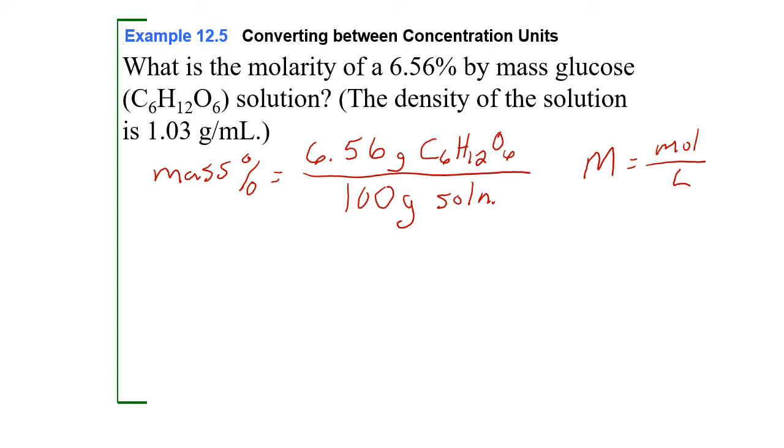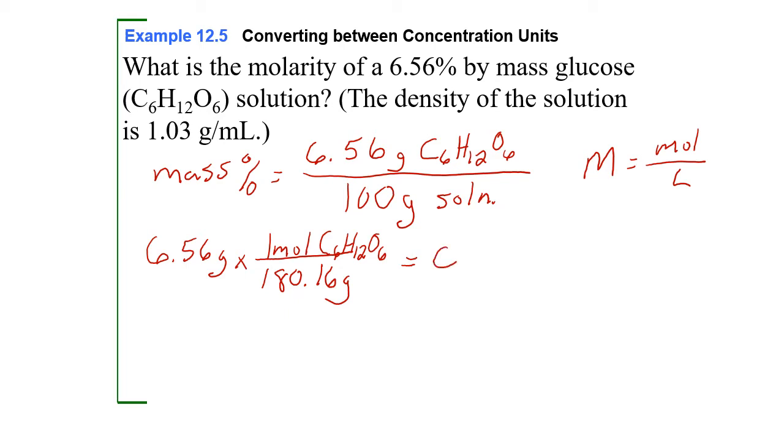So we're going to start by looking at the numerator, 6.56 grams. We want to go to moles, so we're going to have to use the molar mass of glucose. And we can find that we have 0.0364 moles of our glucose.